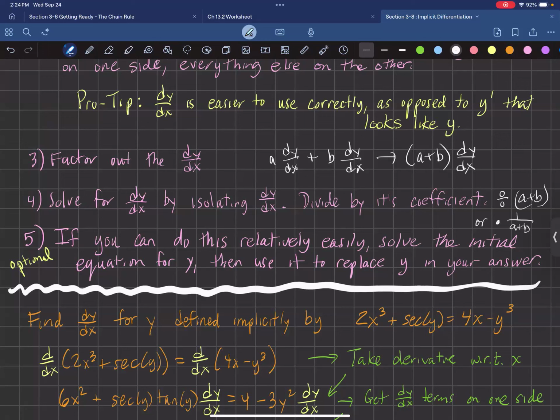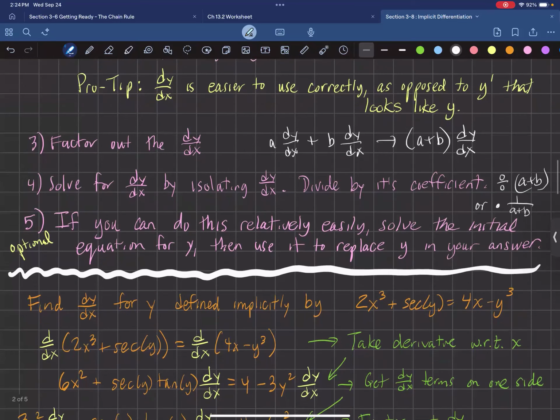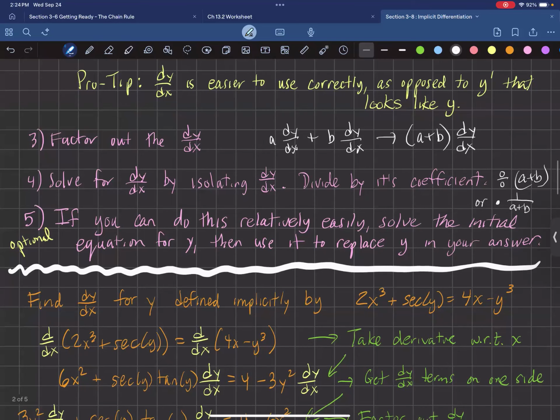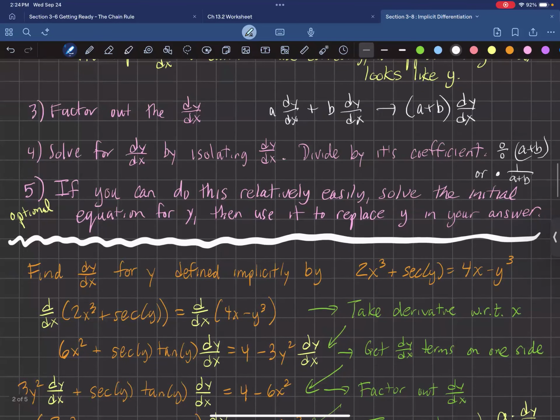The right side, the derivative of 4x is 4. The derivative of negative y cubed is negative 3y squared. But since we took the derivative of a y, we're going to put in a dy dx. Then we'll gather all our dy dx terms on one side. On the left side, I've got 3y squared times dy dx. I'm moving the 3y squared to the left. I'm going to subtract the 6x squared over. 3y squared dy dx plus secant y tangent y dy dx equals 4 minus 6x squared.